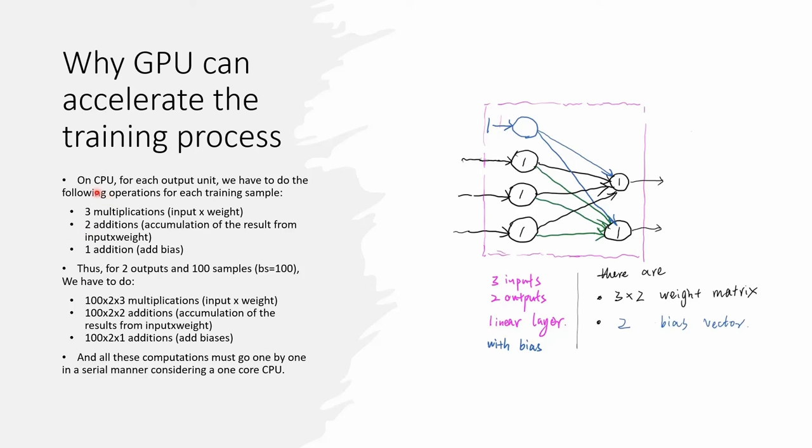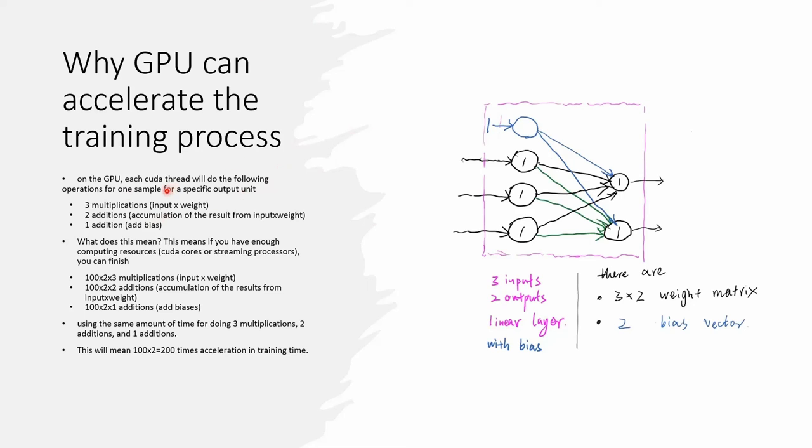And here on CPU, for each output unit, we have to do the following operations for each training sample. We have to do three multiplications, which is the input unit multiplied by the weight on the edge. We have to do two additions, which is the accumulation of the results from these multiplications. And then we have to do one addition for adding the bias. For two outputs and 100 samples, we have to do 100 times 2 times 3 multiplications, 100 times 2 times 2 additions for accumulation of the results, and 100 times 2 times 1 for adding the bias. So all these computations must go one by one in a serial manner, considering a one core CPU.